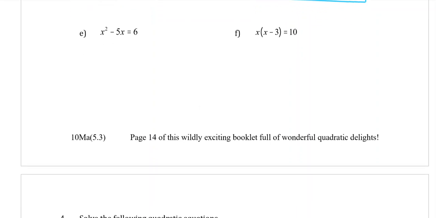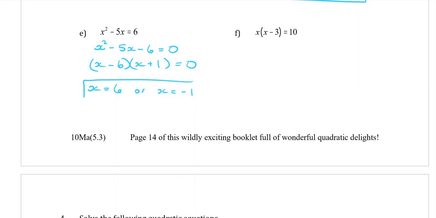In question E, we have a 6 over here on the right hand side. So before we can factorise it, move it over to the left. So it's going to be x squared minus 5x minus 6 equals 0. So everything's over on the left. Now we can factorise. We're looking for numbers that times to give minus 6 and add to give minus 5. So that would be negative 6 plus 1. Using null factor, we get x equals 6 from the first bracket and x equals minus 1 from the second bracket.